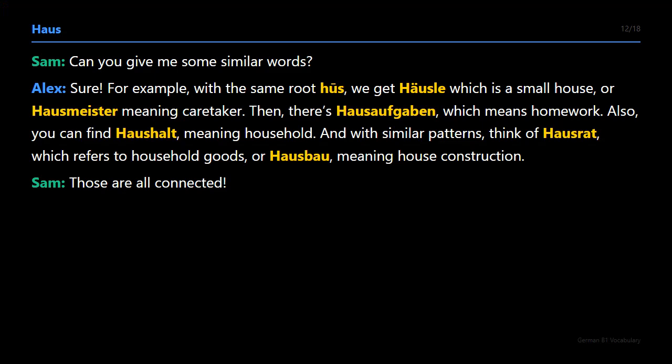Then, there's Hausaufgaben, which means homework. Also, you can find Haushalt, meaning household. And with similar patterns, think of Hausrat, which refers to household goods, or Hausbau, meaning house construction. Those are all connected. Exactly.